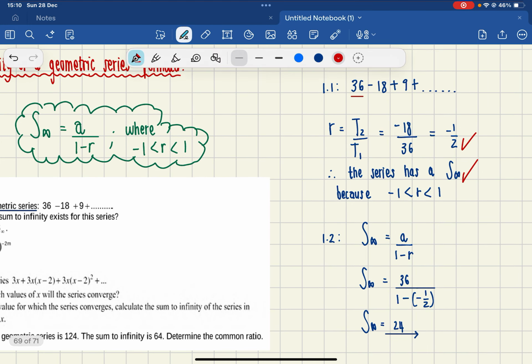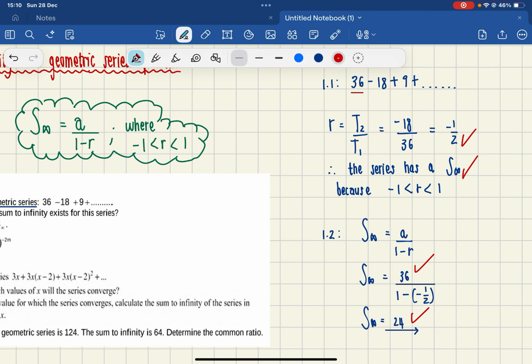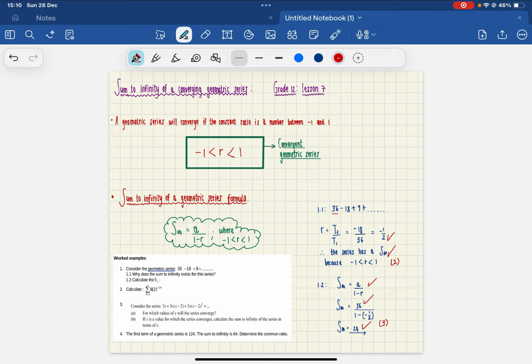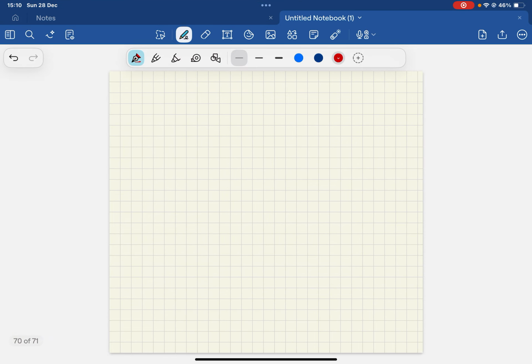So here it would be an easy 2 marks, and here it would also be an easy 2 or 3 marks when they happen to feel generous. Okay. Now, boys and girls, let's move on to question 2.